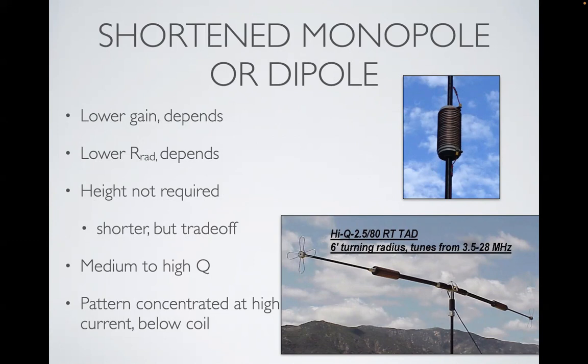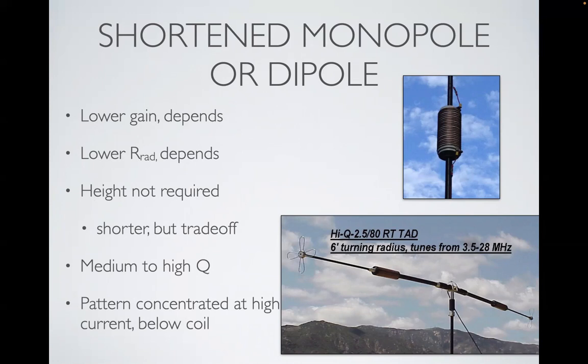You get the pattern concentrated in the high current section of this antenna, which is going to be the part closest to the feed line, between the feed line and the coil, basically. That's where most of the energy is going to get out into space-time, so that's what you want to maximize. If you can make that section longer, you'll have a higher radiation resistance, and that'll be a win for you.